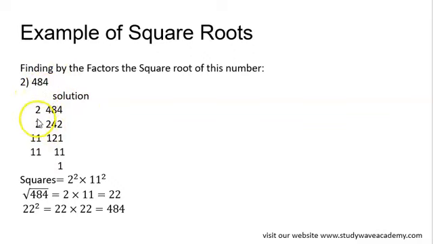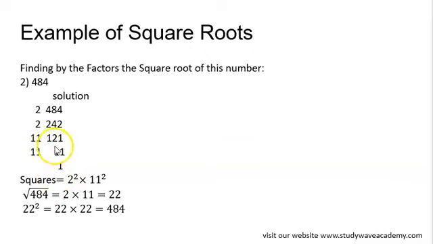So first of all, we're going to write out the number 484. 484 divided by 2 gives us 242, and 242 divided by 2 gives us 121. The next number that can divide 121 is 11. So 121 divided by 11 is 11, because 11 times 11 will give you 121. And 11 divided by 11 is 1.